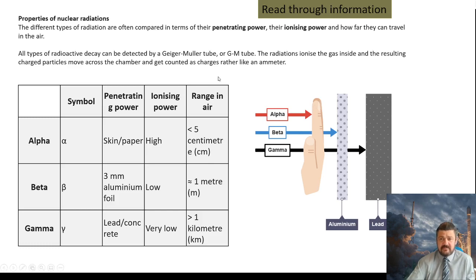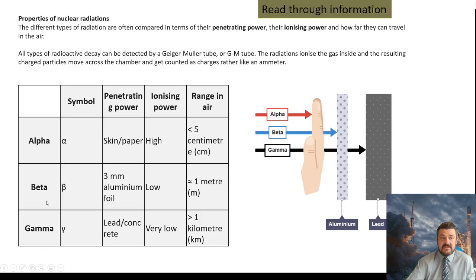Now, this is the really important part of today. Alpha decay, we've got our symbol. Its penetrating power: it stops at skin and paper. However, it's got really high ionizing power. It can really cause some damage. An alpha emitter will only go less than 5 centimeters in the air. So if we look at our diagram, we've got our alpha emitter here. It will not go past the hand. It won't get through it.